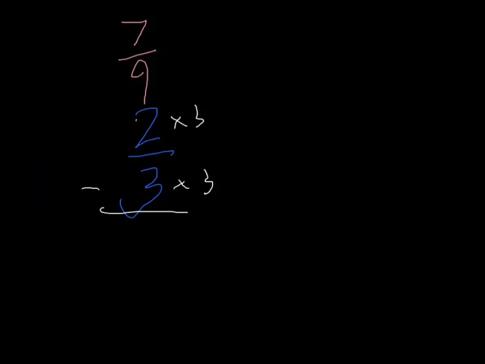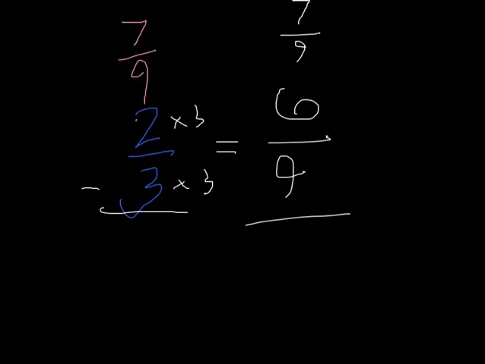So first you have to find a common denominator. The common denominator here is 9. So to get 9, we have to multiply 3 by 3, which is going to give us 9 as our denominator. And then you multiply 2 by 3, which gives us 6 as our numerator. So now we can subtract 6/9 from 7/9. So our answer is going to be 1/9. That means the answer is C.